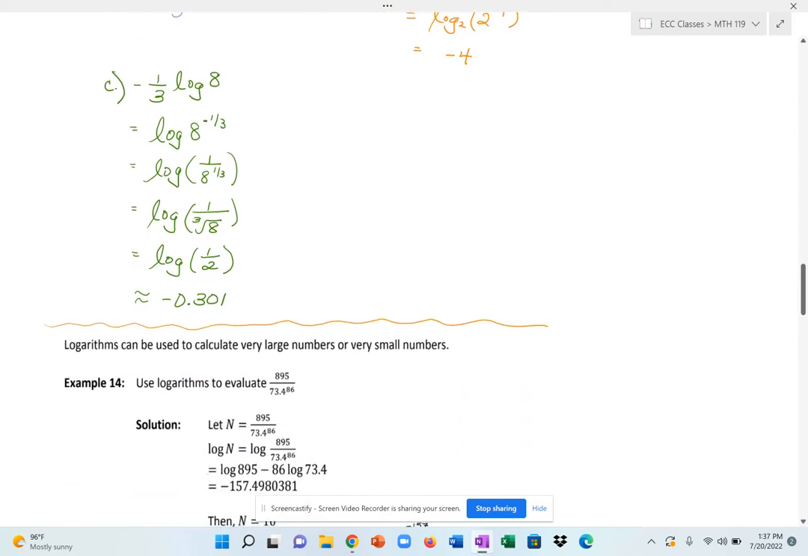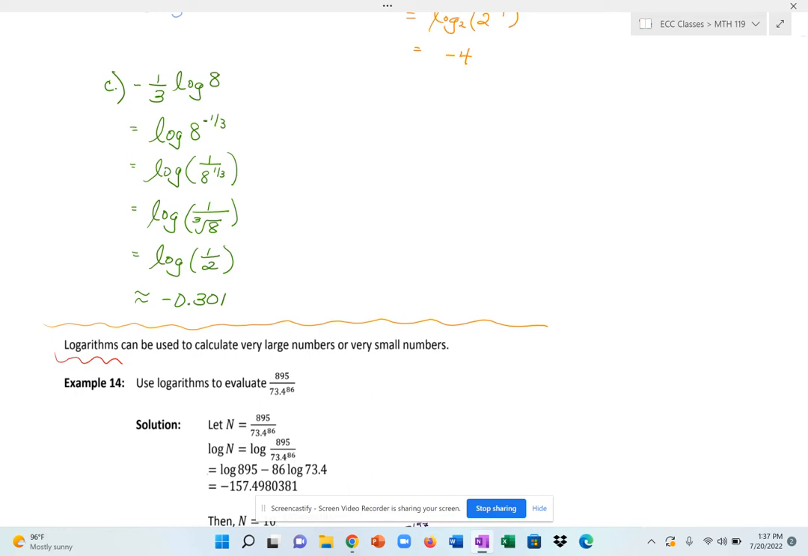So we can use logarithms to calculate either very large numbers or very small numbers. And that's another application of logarithms that's very convenient. There are some numbers that if you put into a calculator, you will get an error. Sometimes they call it overflow error because the number is just too big or too small for the calculator to handle. And so logarithms give us a way around that.